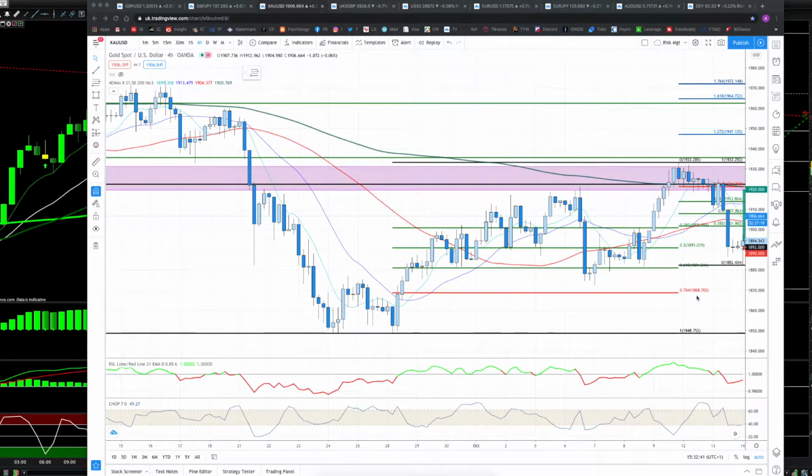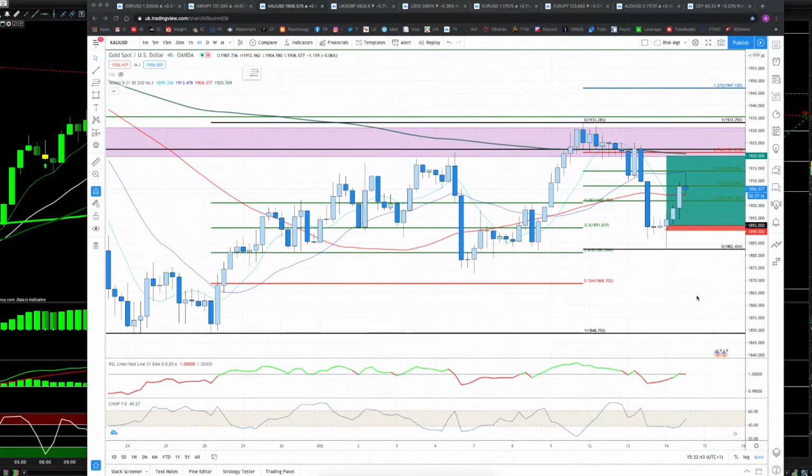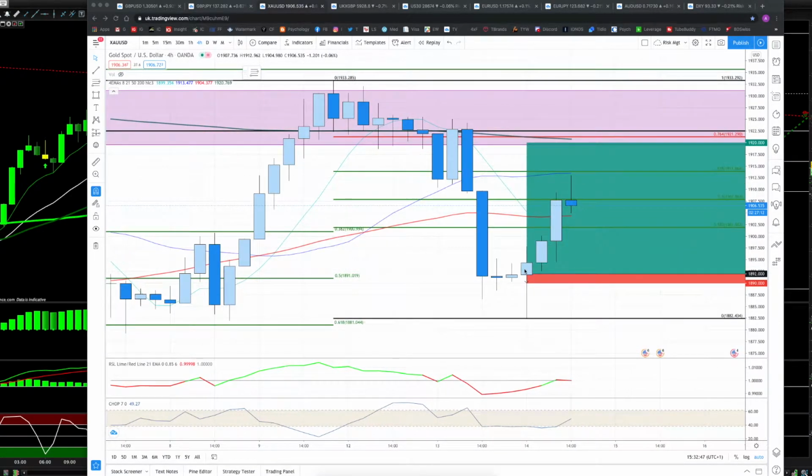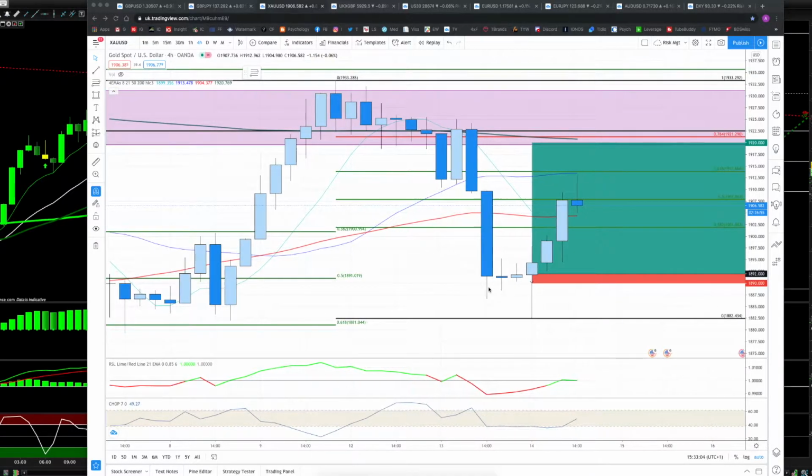It stabbed down. You can see if I just zoom in here we go. So that was a spike down to test the 61.8 around 1882. Stop loss was initially around 1880. So that was during the Asian session, just by chance really. I had set my alerts and was woken for it.